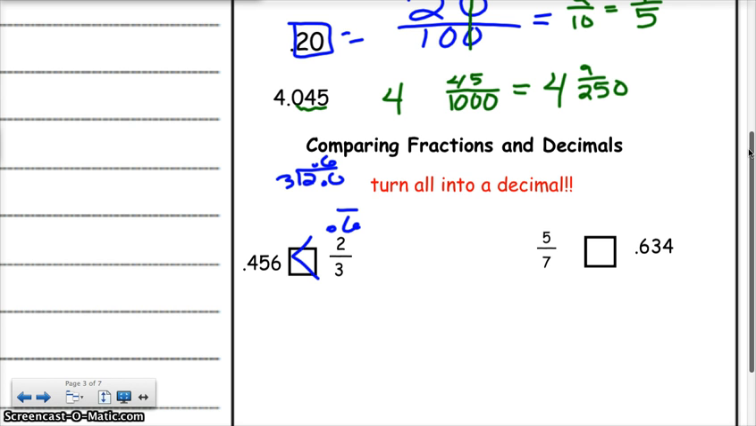Drake said 5/7 and 0.634. I don't know 5/7 off the top of my head. I have no idea. So I'm just going to figure it out. 7 goes into 50 7 times. I can stop there. I already see I have a 0.7. Compare it with a 0.6. The 0.7 is bigger. So I don't go through and find all the work. I only go through until I get what I need. Okay? Make sense?